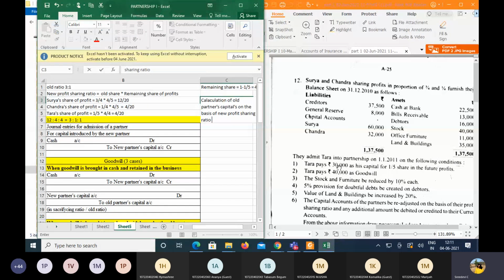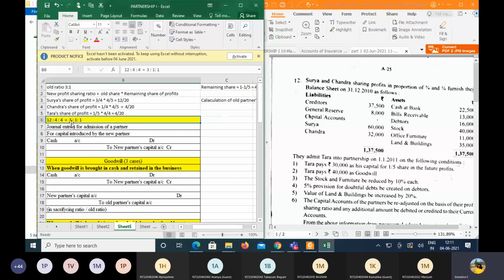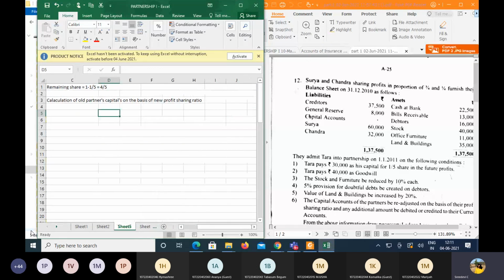capital for a profit share of 1. So 3 plus 1, 4 plus 1, 5. So for a 1/5 share in the profits he is bringing how much here? 30,000. So let us calculate how much it is going to be for the remaining partners. So here let us first calculate Surya's capital. Surya's capital equal to, now his new profit sharing ratio is 3/5, right?